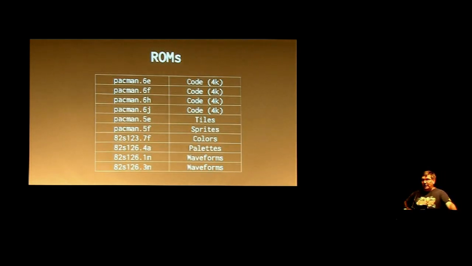So Pac-Man comes in a whole bunch of ROMs. The code itself is distributed across four ROMs. They're each 4K in length. We also have a ROM for the tiles, one for the sprites, one for the colors, one for the palettes, and then two for the waveforms that give us that funky Pac-Man sound.